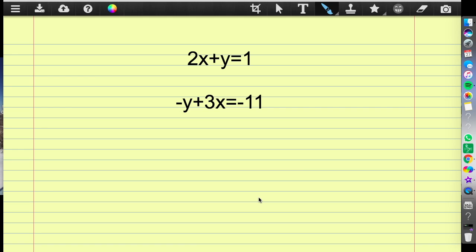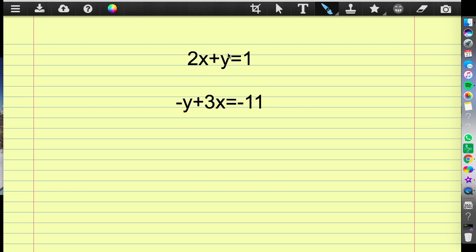y equals 1. Alright, so in this example here, we see that we do not have a variable that's already been solved for. We don't know what x or what y is equal to. So we might need to rearrange some equations before we can do that. If we look at this top equation here, 2x, the 2 is a coefficient in front of the x, so in order to get x by itself, I'd end up having to divide.